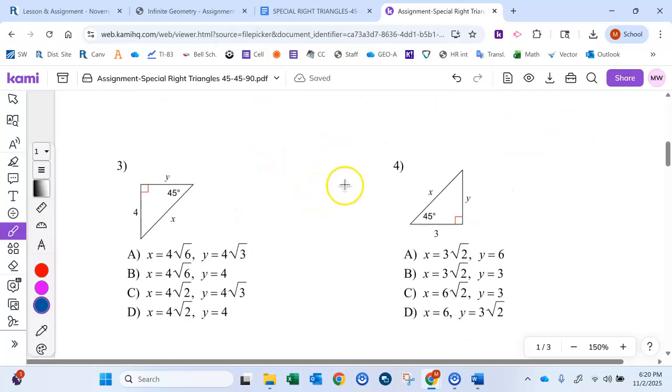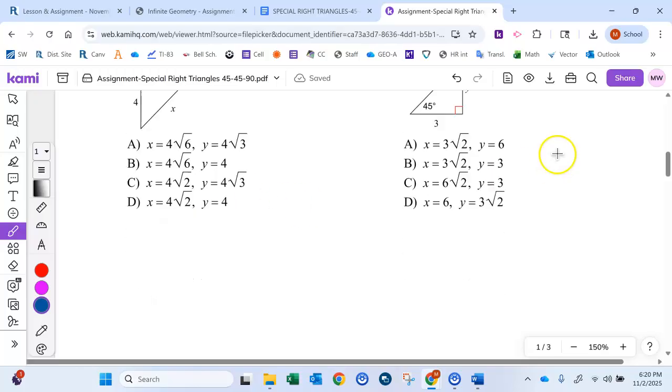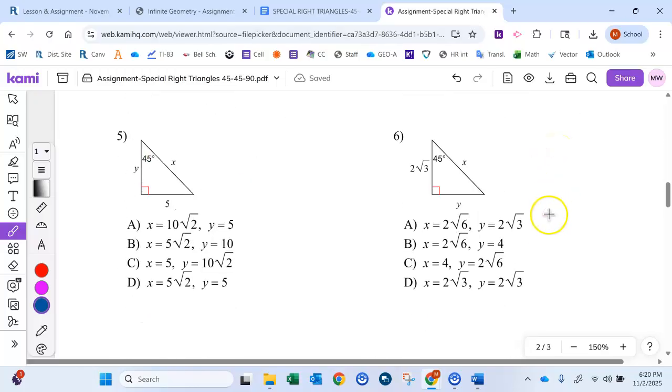Okay, let's see if there's anything else that's really weird. This should be about the same. That should be about the same. So I don't think there's anything too weird. Oh, let's look at, try number 6. If you want to try number 6, because it's a little bit different, you may want to pause the video, but I'll go over that one for you, okay?